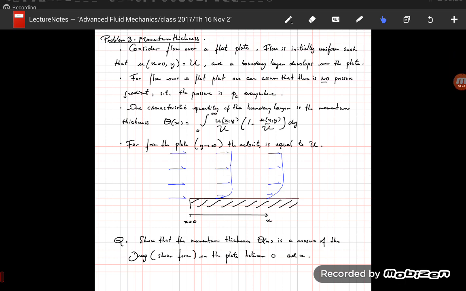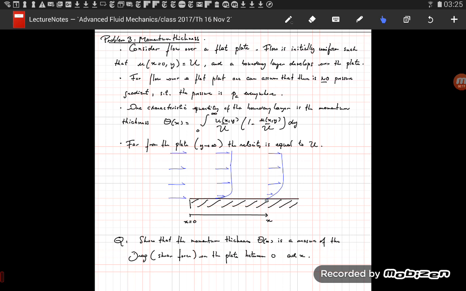Also the velocity is uniform and equal to capital U at x equals 0, but at every single location, if y goes to infinity, the velocity will also be equal to capital U. And now the question is the following. We want to show that the momentum thickness is related to the drag on the plate, so the shear force on the plate between 0 and x, and the momentum thickness is defined as follows.